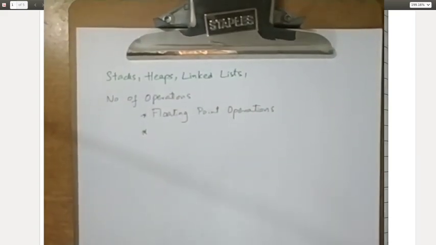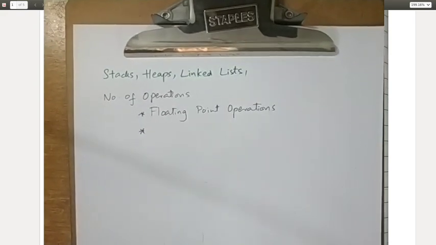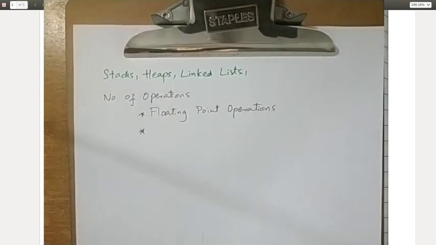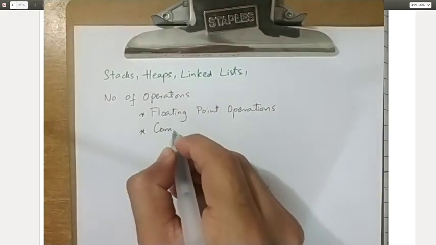I think it's a bit out of focus. Let me try to focus this. Okay, this seems better. So we either look at floating point operations, or perhaps we could look at the number of comparisons that we're doing.